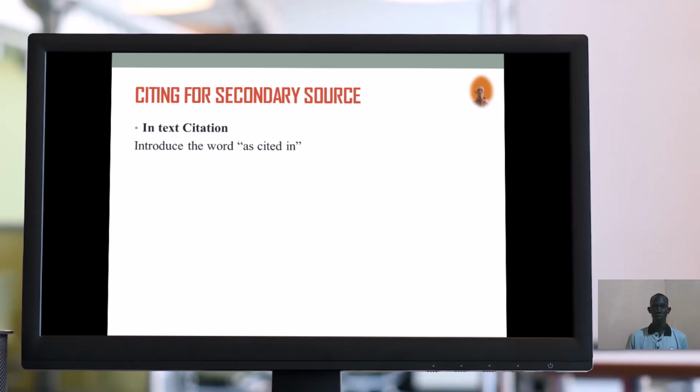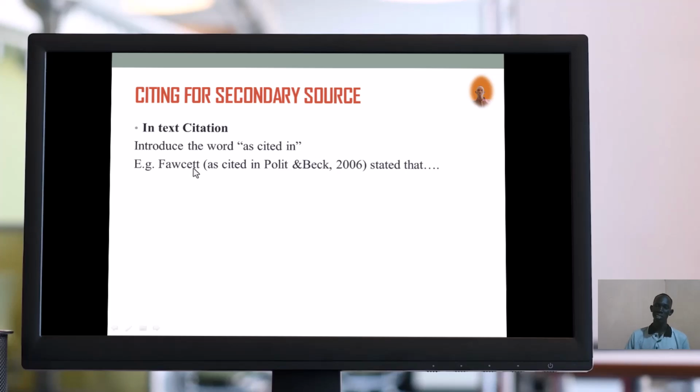What we need to do here is introduce the words "as cited in" in our work. For example, here we have Fawcett, open bracket, as cited in by Paulette and Becky, comma, the year of publication. I think this is for the narrative citation.